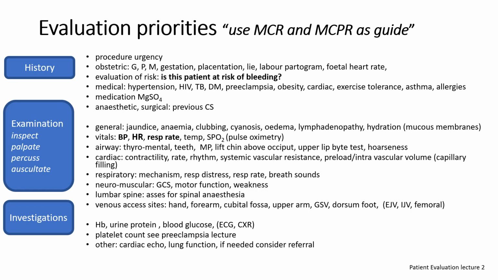So what are the evaluation priorities that we should focus on in this 5 to 10 minutes for history taking and examination? Well, you've got the maternity case record and the maternity care perioperative record that can guide you as to what specifically in the history and the examination should be priorities. In the history, it is important to consider the urgency of the procedure, review the patient's obstetric history, and specifically important is, is this patient at risk of bleeding? And we're going to look at that closer just now.